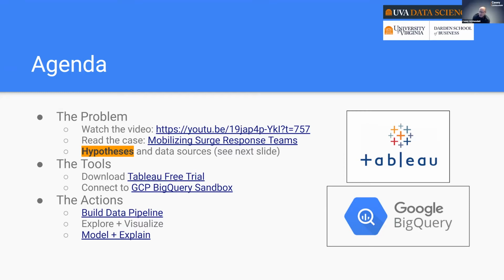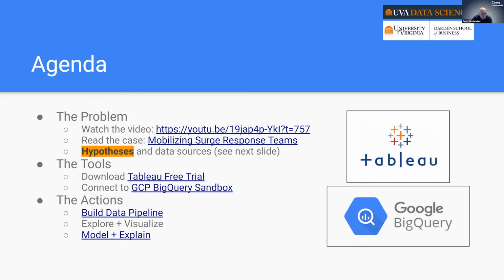Great. So let me just give you an overview of the agenda for this session. We're going to talk about the problem a bit first, then we're going to talk about some of the tools we're going to use and ask you to download Tableau, connect to BigQuery Sandbox, and then we're going to take some actions. The theme of this conference is learning in action. So some of the actions we're going to take: we're going to build a data pipeline together. We're going to explore and visualize some of that data, and then we're going to build some models, and then we're going to do some explainable AI work with those modeling results.